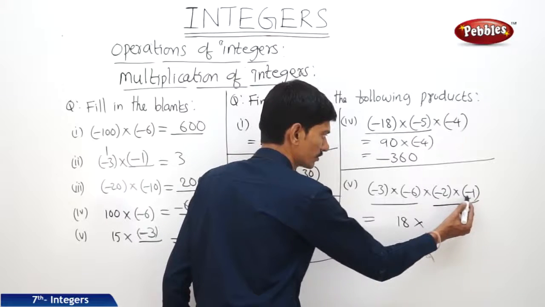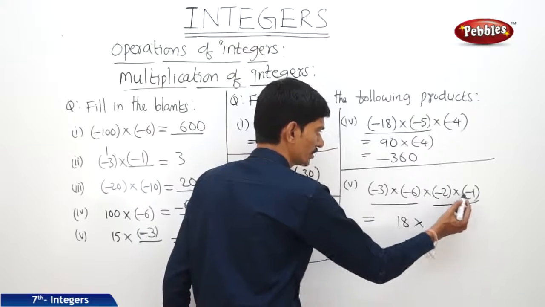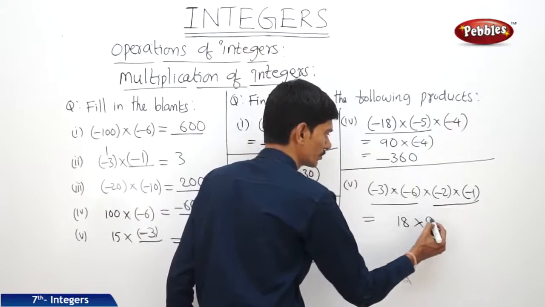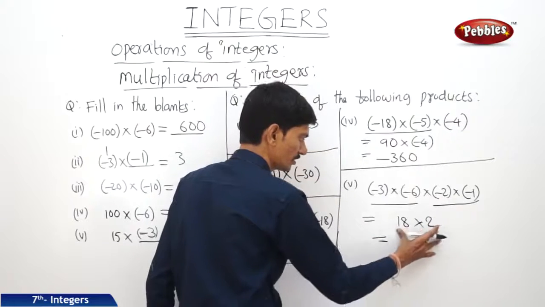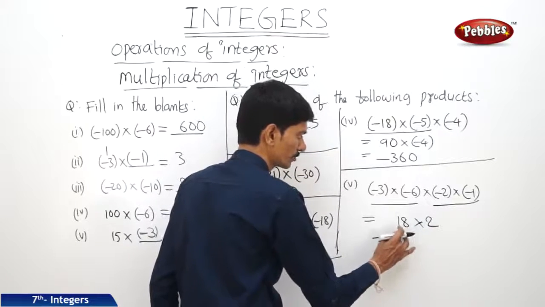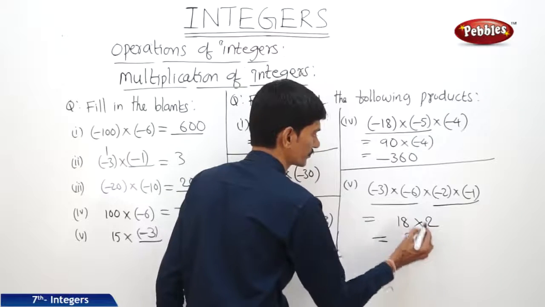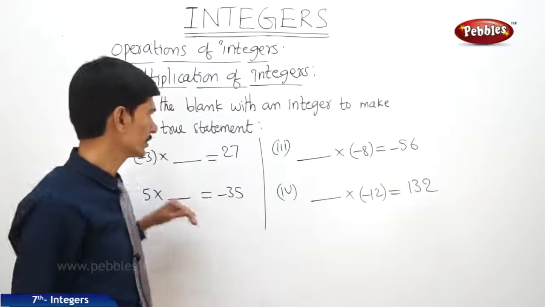So when you multiply these two negative integers, the product is a positive integer, and 2 ones are 2. And this is the multiplication of two positive integers. So 18 2s are 36. Now let us see the next question.